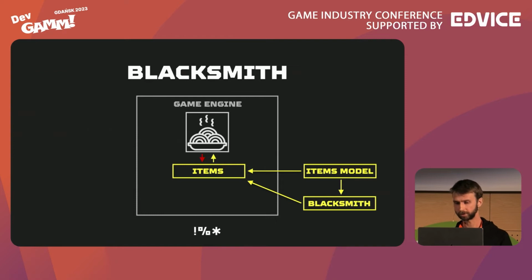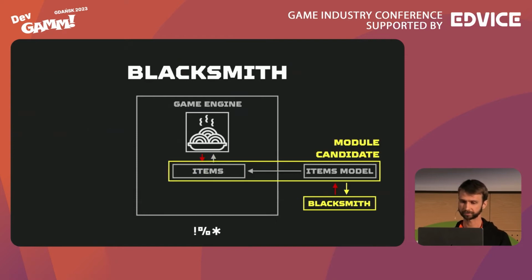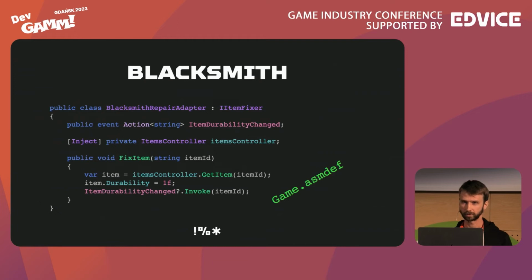The main problem here is that if we think in a modular way, we stumble upon another cyclic dependency. We wanted our blacksmith model to be independent, but now we introduce the dependency from blacksmith to the items, because items have to implement the interface that lives in the blacksmith assembly definition file.